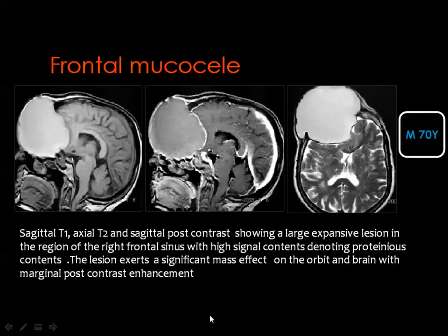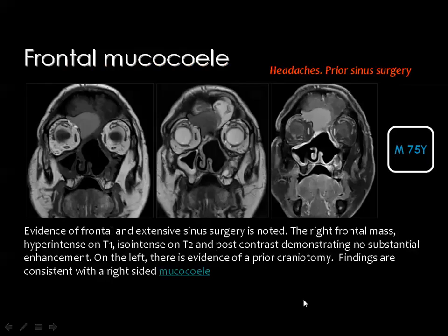And here you can see the mucocele by MRI in the T1 weighted image. The contents are somewhat bright because of the mucinous or high proteinaceous content of the lesion. On T2 weighted images, the contents are somewhat darker, and you see the significant encroachment of the lesion on the cranial cavity.